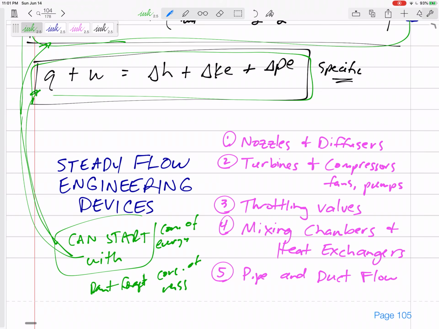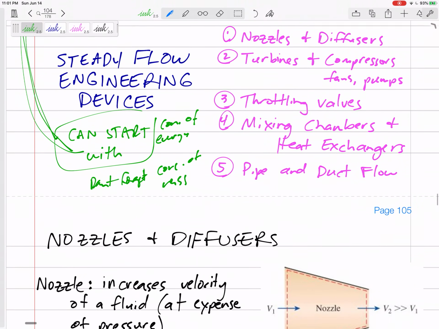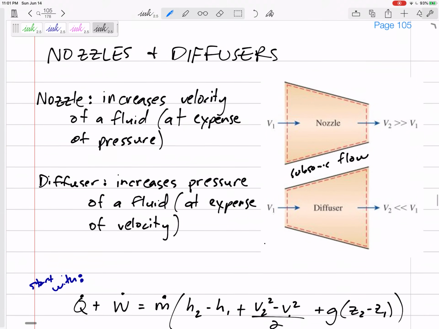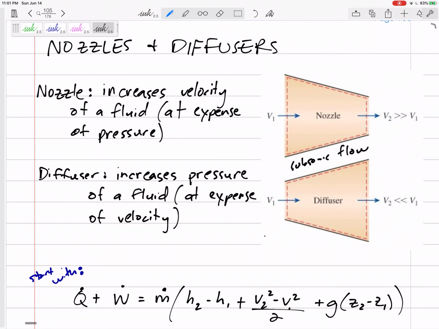Okay, so let's talk about some of these nozzles and diffusers, turbines and compressors, throttling valves. Let's talk about these different types of steady flow devices. What I'm going to do is give you, in general, how we'll usually handle a nozzle and diffuser, and how we're going to handle compressors and turbines. Now, the problem might be a little bit different, but these are generally how they work.